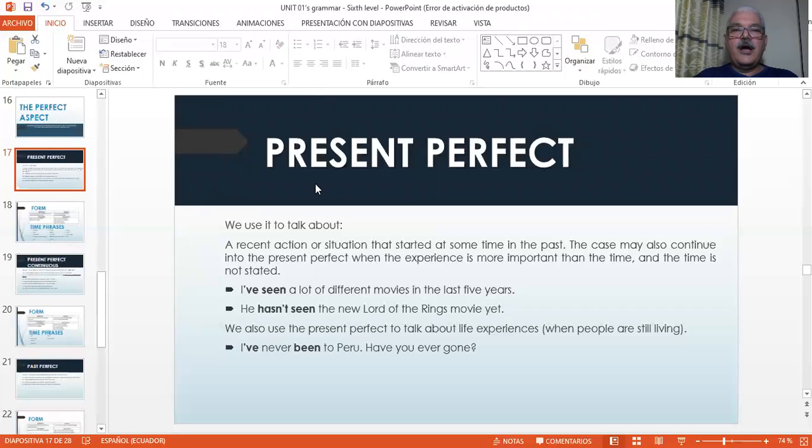But before I start talking about the aspect, let me explain everything in Spanish so that you understand these structures.